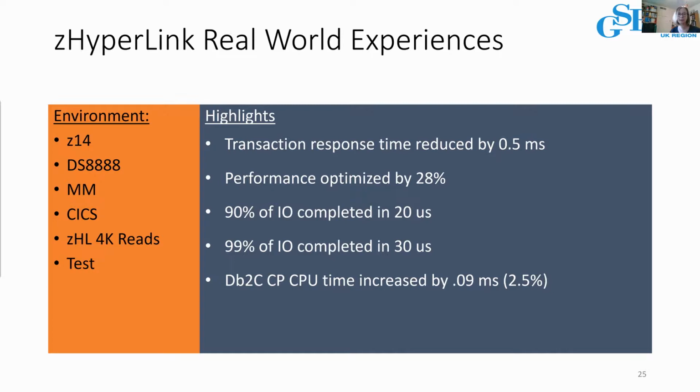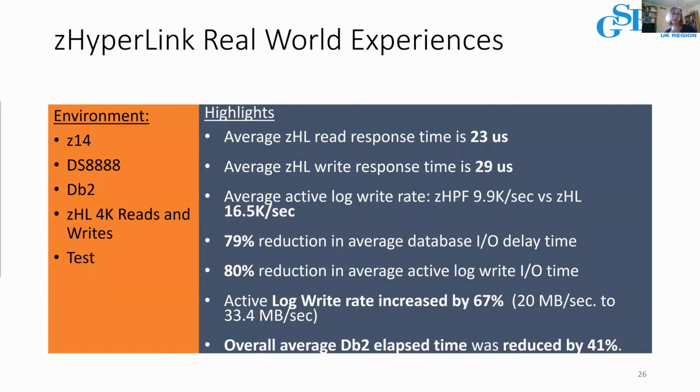For the next example, this one was also in a test environment: Z14, the 8888, DB2. In this case, they had Hyperlink reads and writes, and they saw the following sorts of behaviors. Their average read response time using Hyperlink was 23 microseconds. Their average Hyperlink write response time was 29 microseconds. And they could do a comparison then between their High Performance FICON and their Hyperlink.